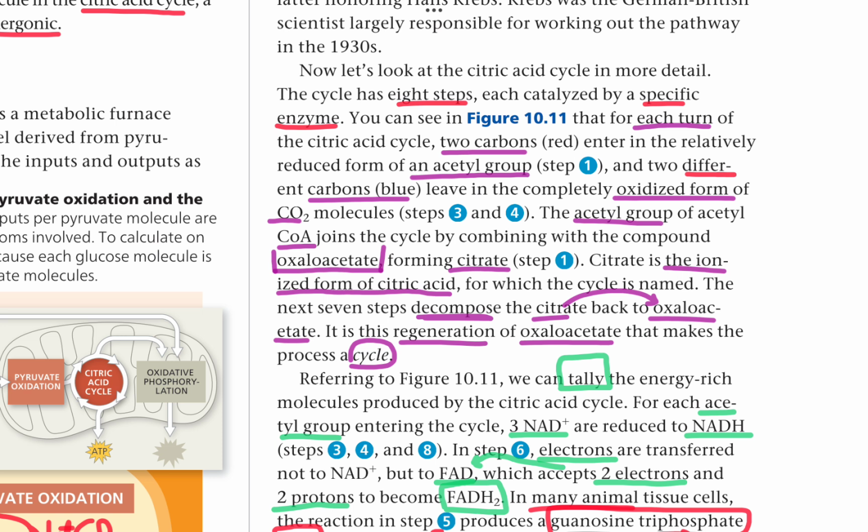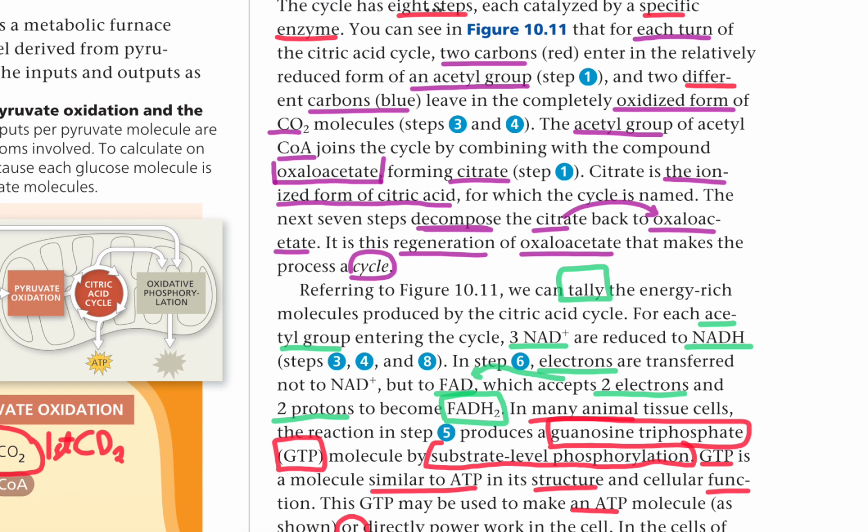Eighth step will produce NADH, but it's the only one from the three that doesn't produce CO2. Fifth step is the only step that provides substrate level phosphorylation of ADP or GDP, and it's the only direct source of ATP in the cycle. The sixth step provides two electrons, two hydrogen atoms to FAD, which is flavin adenine dinucleotide.